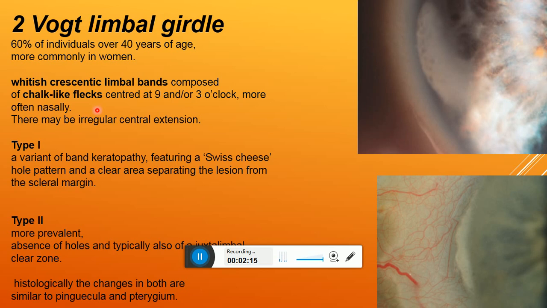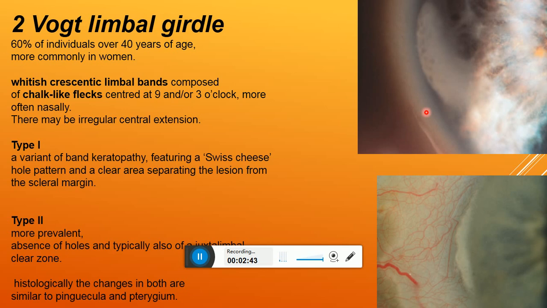Type 1 may be a variant of band keratopathy, featuring a Swiss cheese hole pattern and a clear area separating the lesion from the scleral margin. This is white limbal girdle type 1. Here you can see the Swiss cheese hole pattern, and a clear area separating the lesion from the scleral margin.